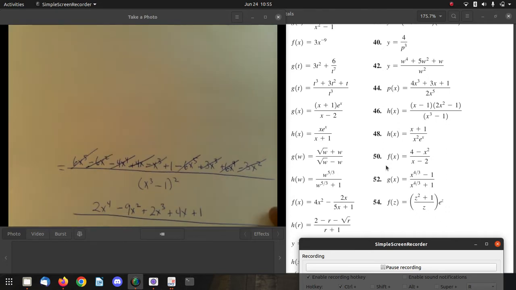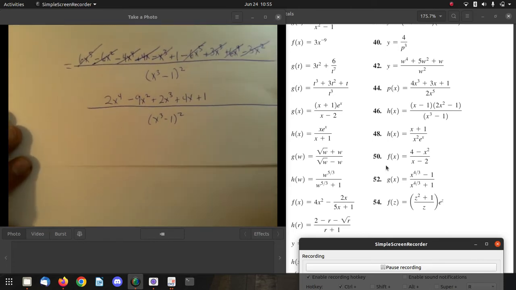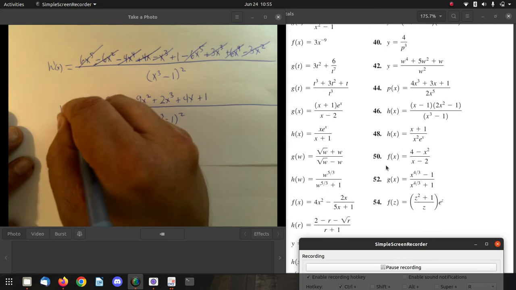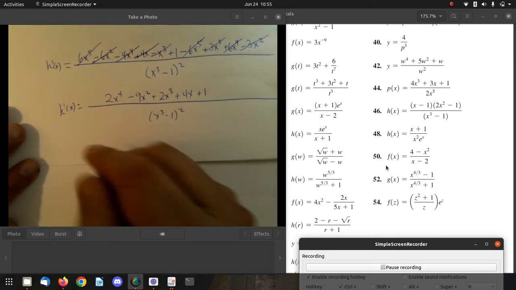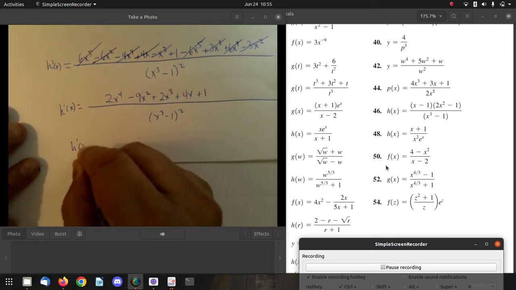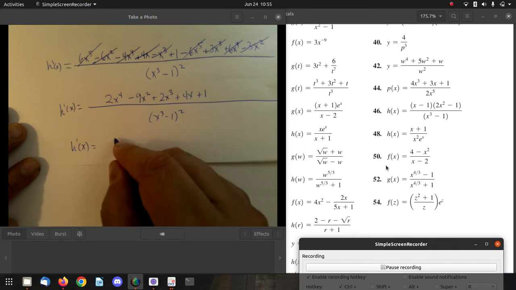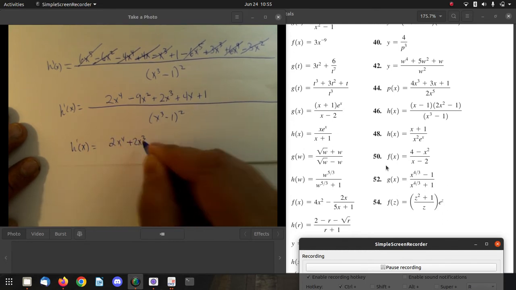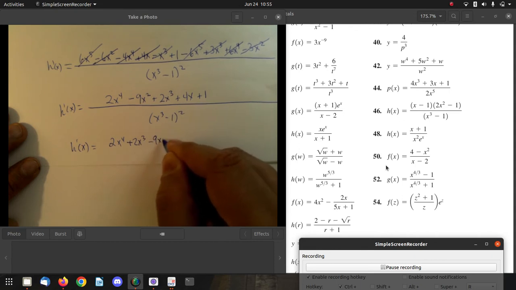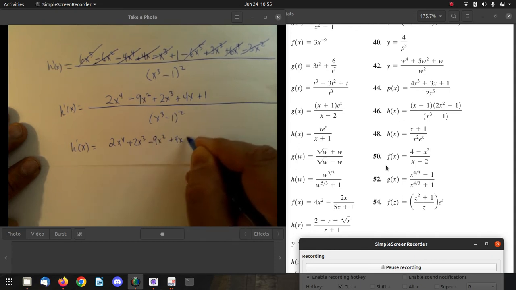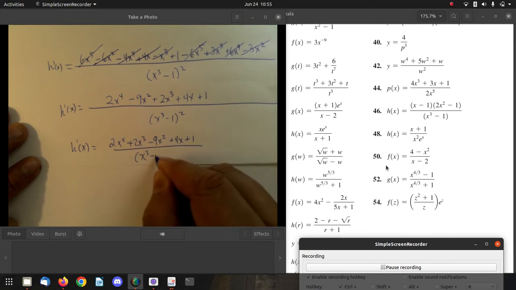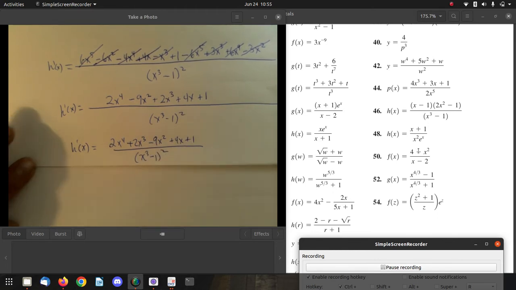And don't forget that this is h prime of x. So we'll drop down our h prime of x here as we go. And now we'll just pretty things up and see if there's any simplifying we can do. So 2x to the 4th plus 2x cubed minus 9x squared plus 4x plus 1, all over the difference of x cubed and 1, squared. And that should be correct. If we made any mistakes, I'll try to track them down now.